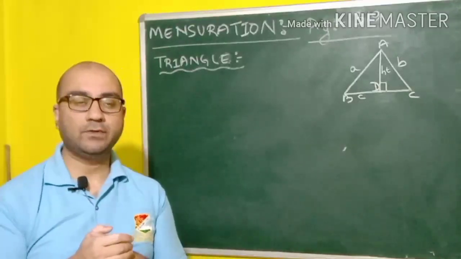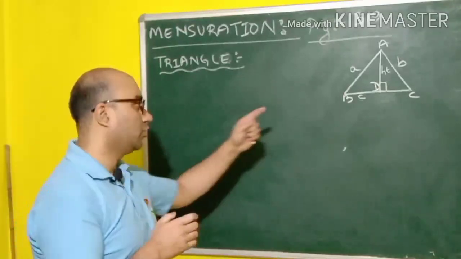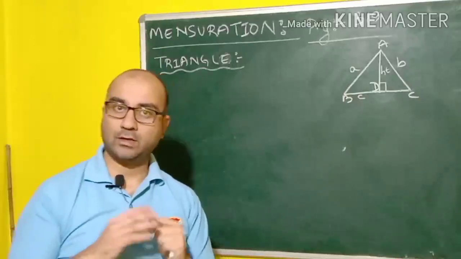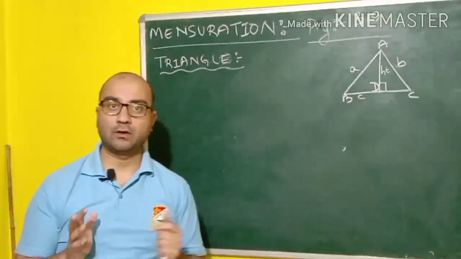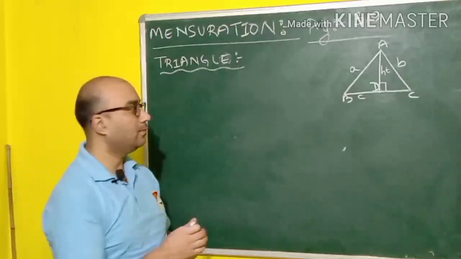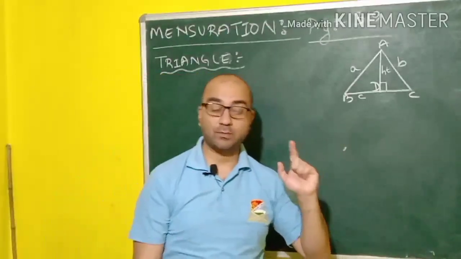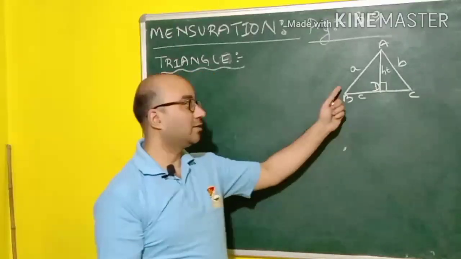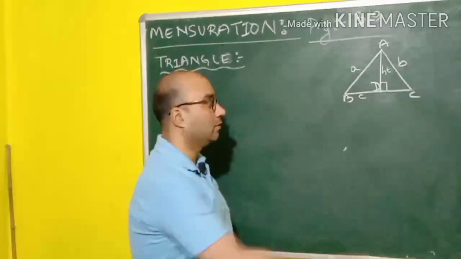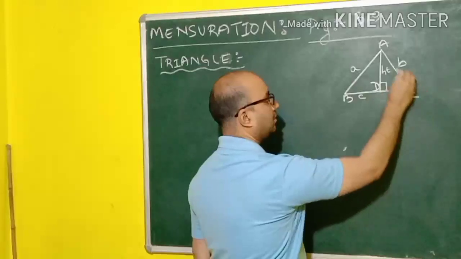So the first plane figure we have taken here is a triangle. I hope everyone knows what a triangle is and how a triangle looks. As the name suggests, a triangle is a plane closed figure which has three sides. So if I make the triangle, this is our triangle.